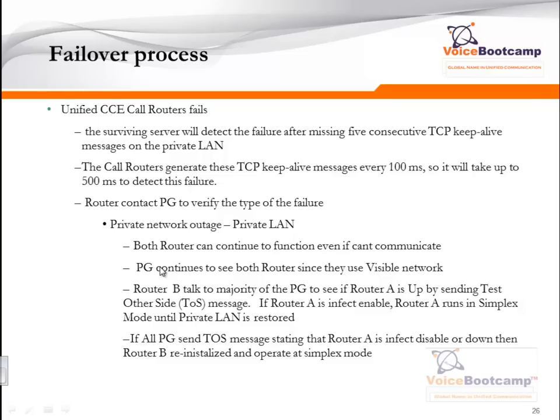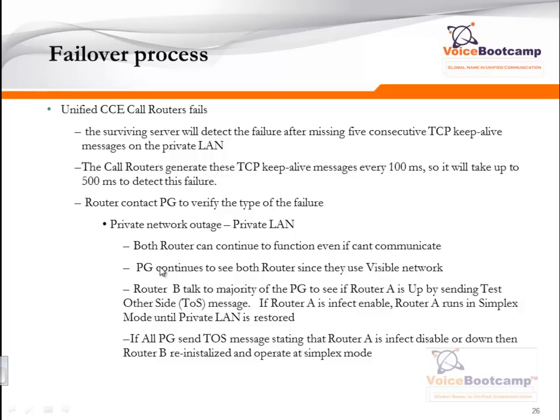Now, when a side B router detects a network failure, for example because of a private network outage, it uses a visible network to communicate with the PG, and the Peripheral Gateway will verify what type of failure it is. If the failure is a network outage, both routers can continue to function even if they cannot communicate with each other over the private network. The condition is that the PG continues to see both routers since they are on the visible network.